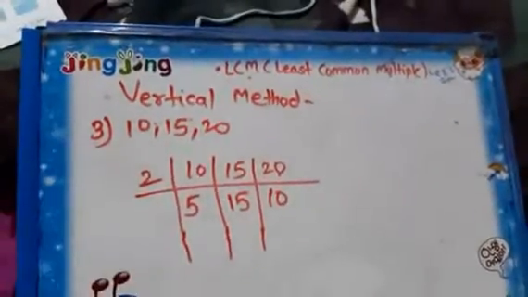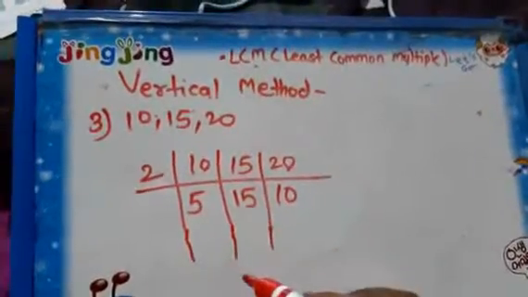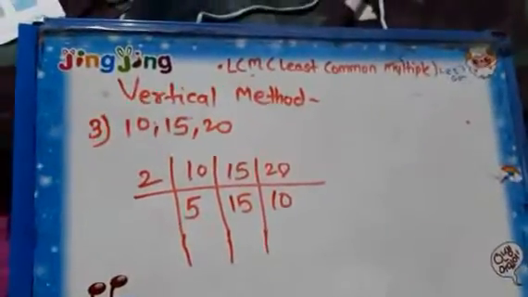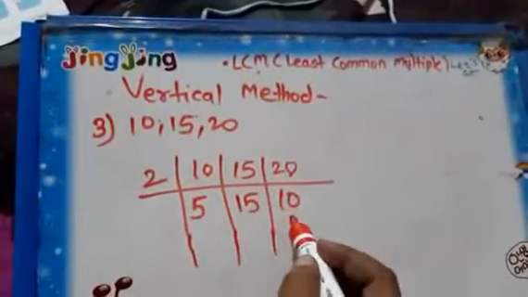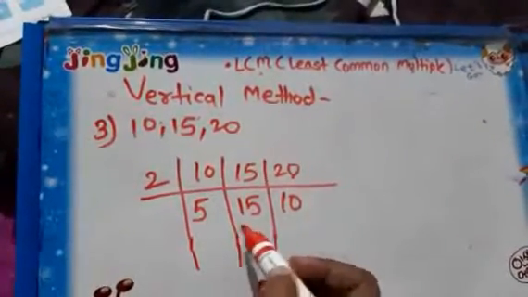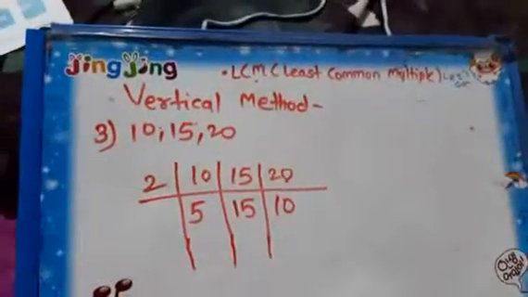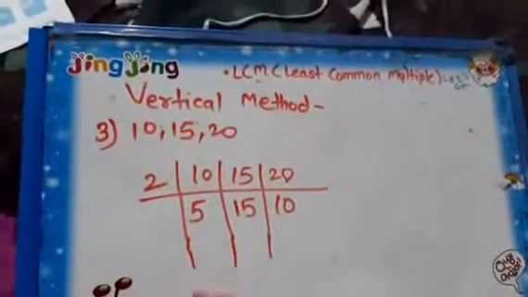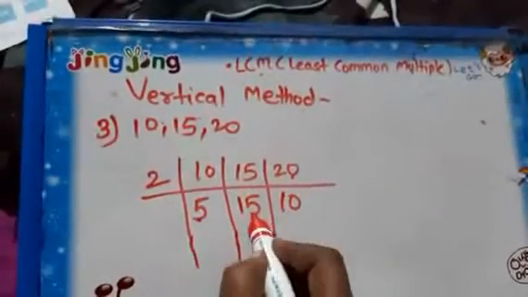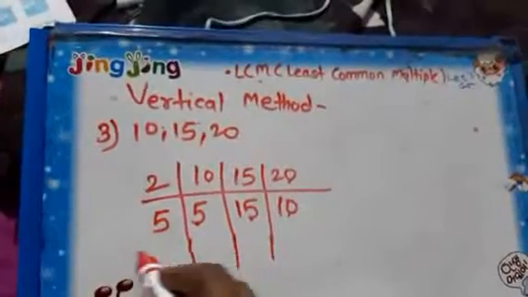Now after this, for any two numbers, can we take 2 as a common factor? No. So we will start with 3. Can we start with 3? No. Any two numbers are not divisible by 3. So we will check for 5. This number is divisible by 5. This also and this also. So we can take 5.